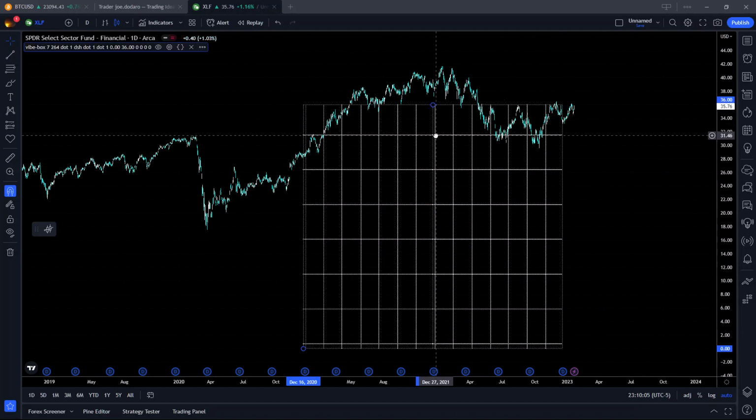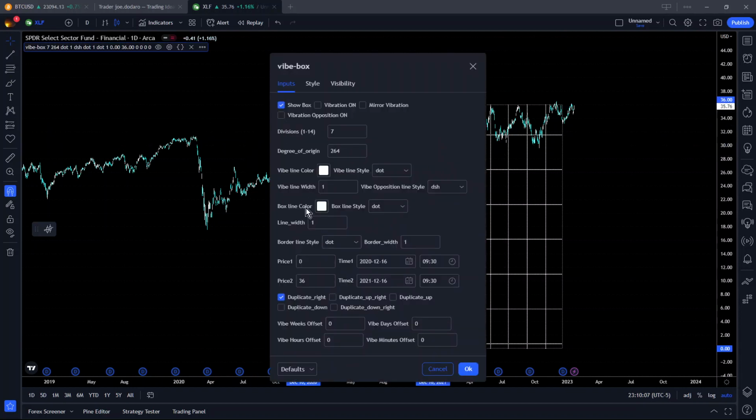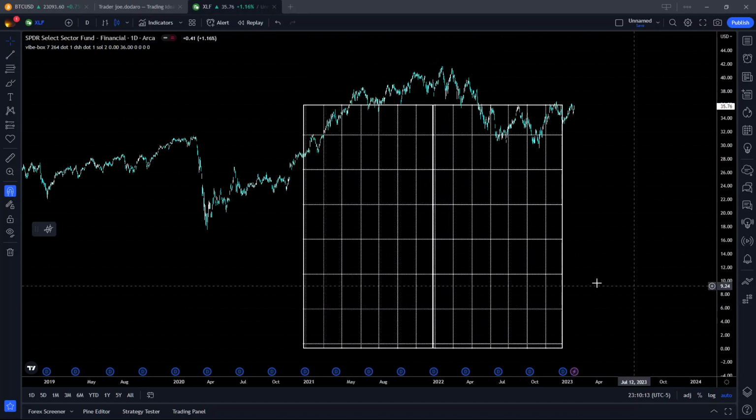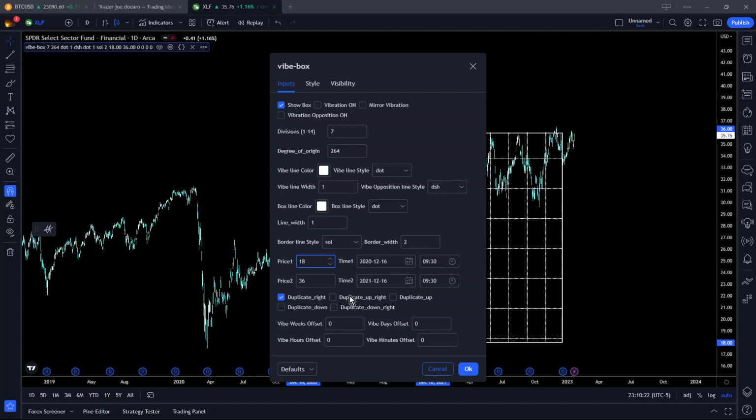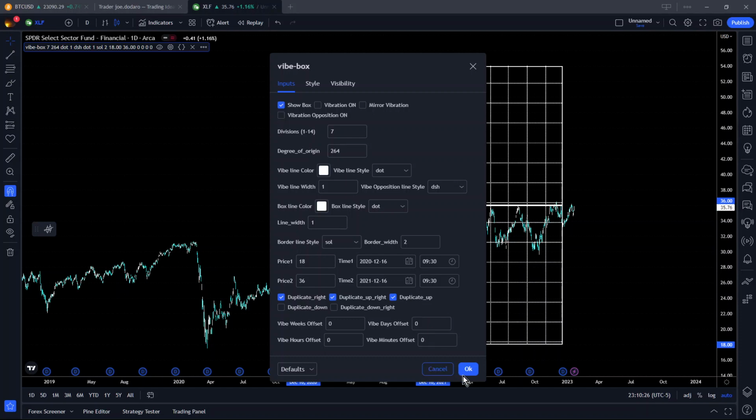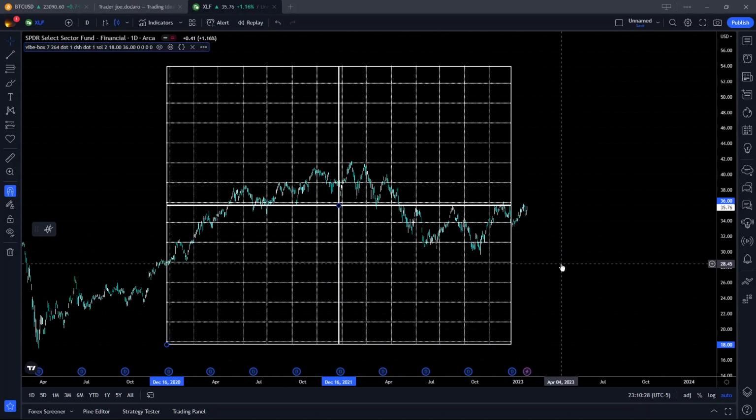recently. Let's take this here, and if I take the vibe box and I take the border, set it to solid, and move it here, that sort of shows you the divisions a little better. That's the full 2 boxes. And what I'm going to do, actually, I'm going to take this box, I'm going to set it from 18 to 36, and then I'm going to duplicate it up and to the right as well. Sort of squeezing it in a little closer, getting a little more information.